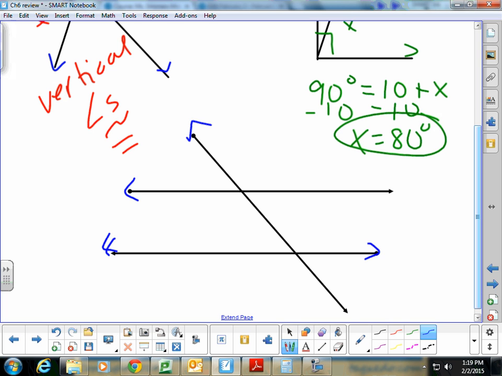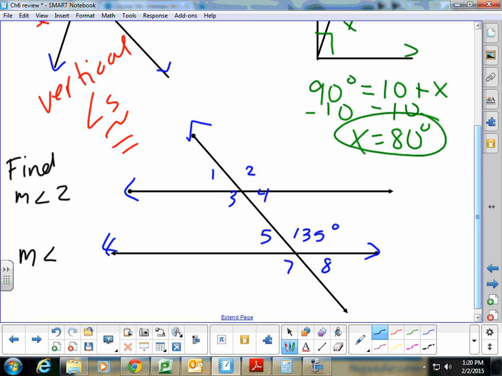Drawing some arrows at the end of these lines. So again, we have 1, 2, 3, 4, 5, and this was 135 degrees, 7, and 8. You were asked on your study guide to find the measure of angle 2 and the measure of angle 4. So we have to look at relationships. The one measure we do know is 135.